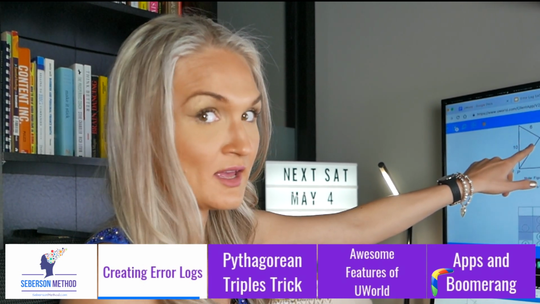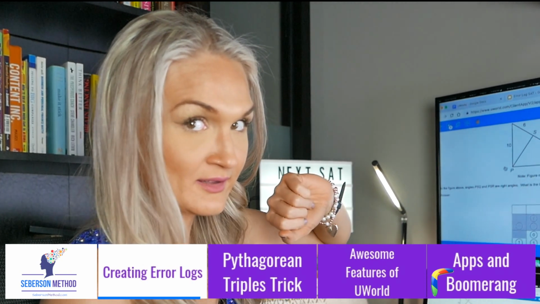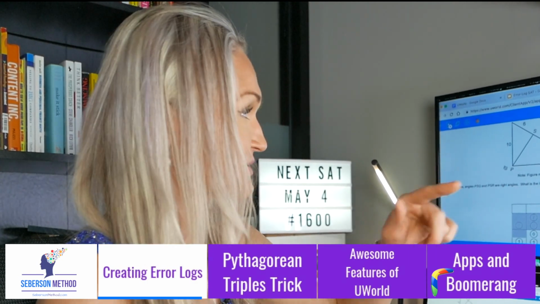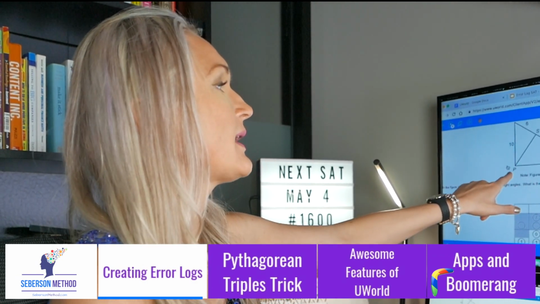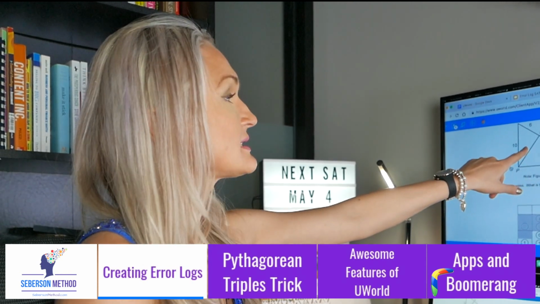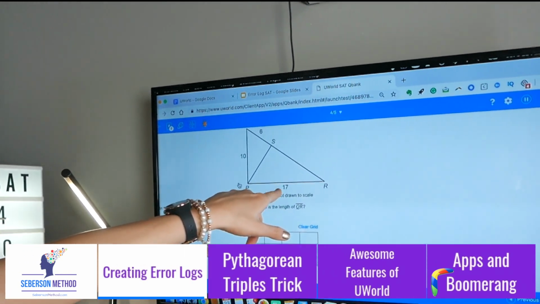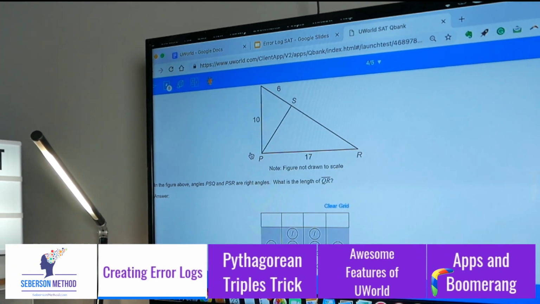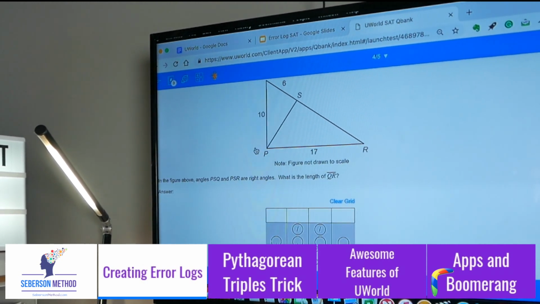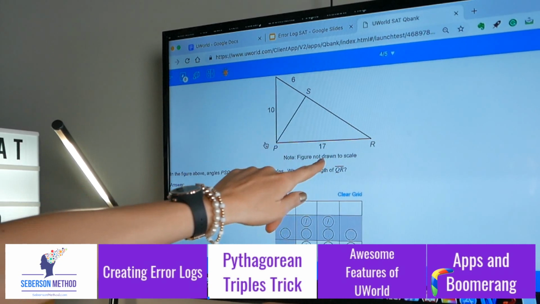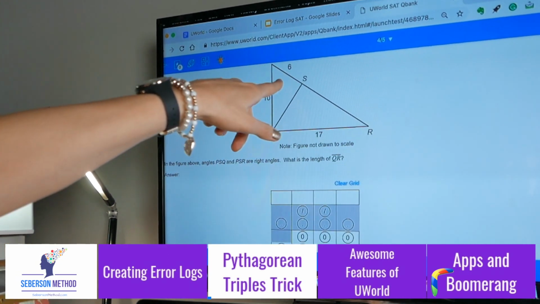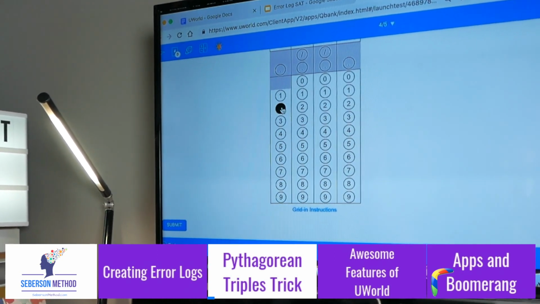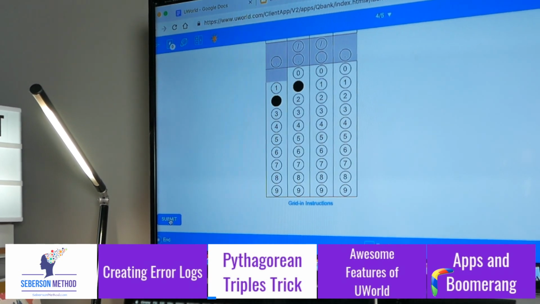You know how there is a 3, 4, 5 triangle? So its bigger sister is the 6, 8, 10 triangle. So we immediately know that PS is 8. So this is 8 and this is 17. And this is a right triangle. Again, Pythagorean theorem. But we also know another Pythagorean triple, which is 8, 15, 17. So this is 15. 15 plus 6 is 21. So let's just grid that in. 2 and 1 and press submit.